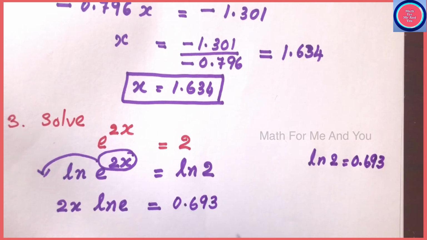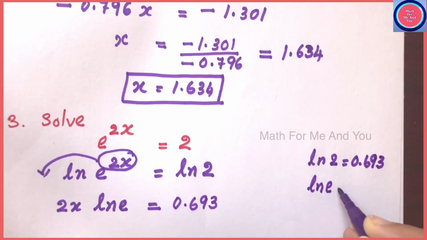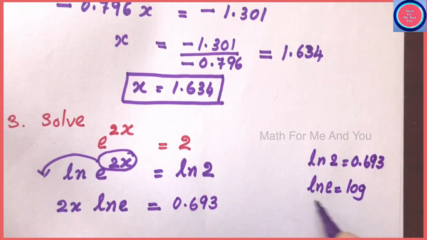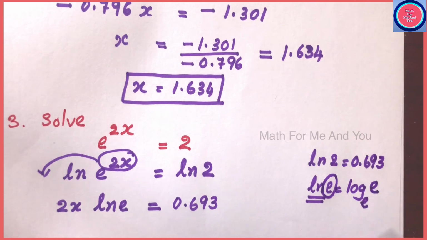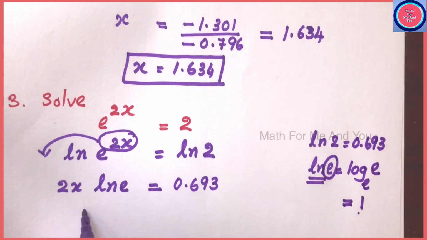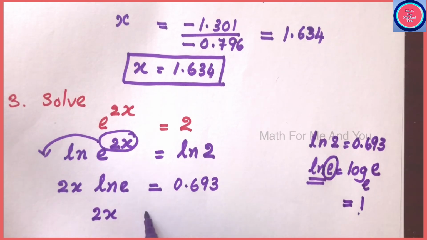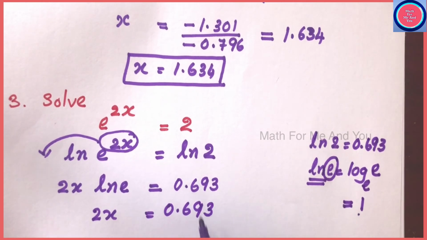That also we can find, because ln means it is a logarithm with base e. So we can write ln e, a logarithm of a number to the same base, equals 1. So what is ln e? ln e is 1. So 2x times 1 we get on the left side. That means we can write here it is 2x only. And the right side same, 0.693.